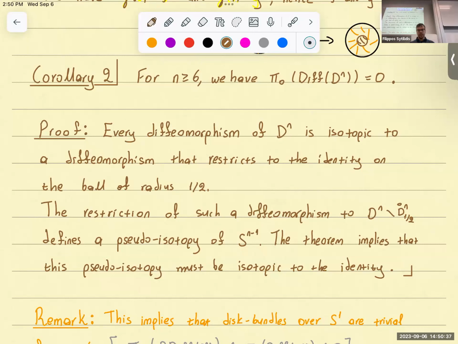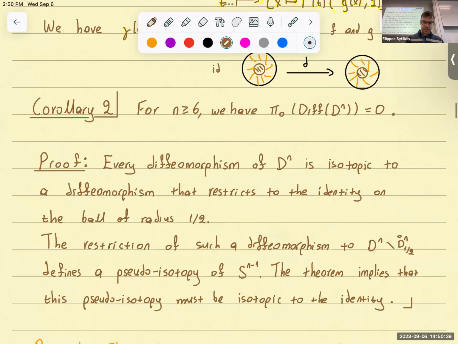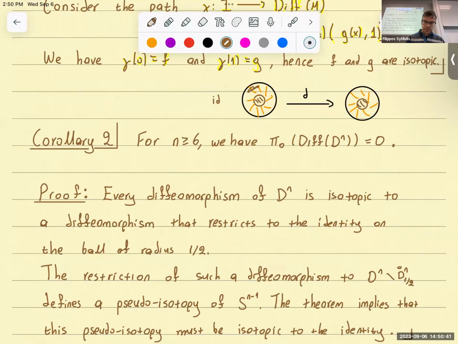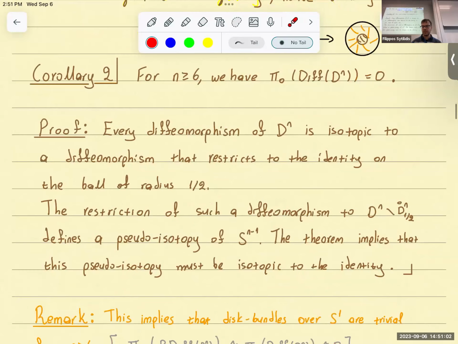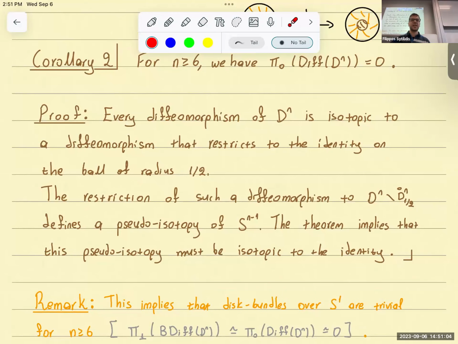So I know that the pseudo-isotopy that's defined in this orange part is itself going to be isotopic to the identity. And I know that my original thing was isotopic to the identity on the brown part. So D must be isotopic to the identity, and therefore this space is connected. How does everyone feel? Is everyone happy with that?